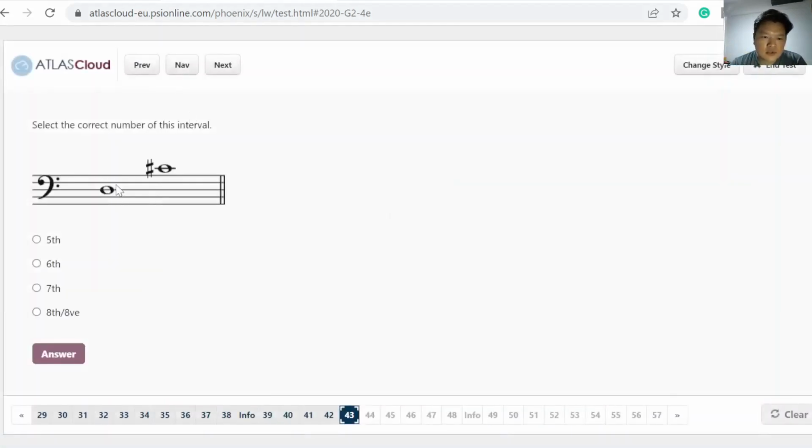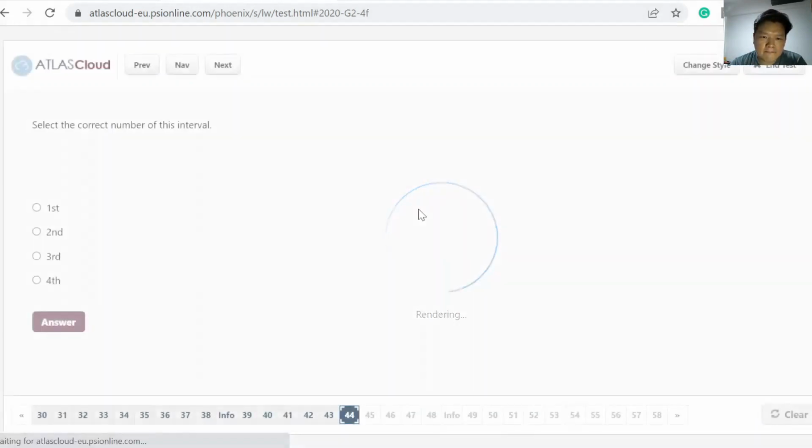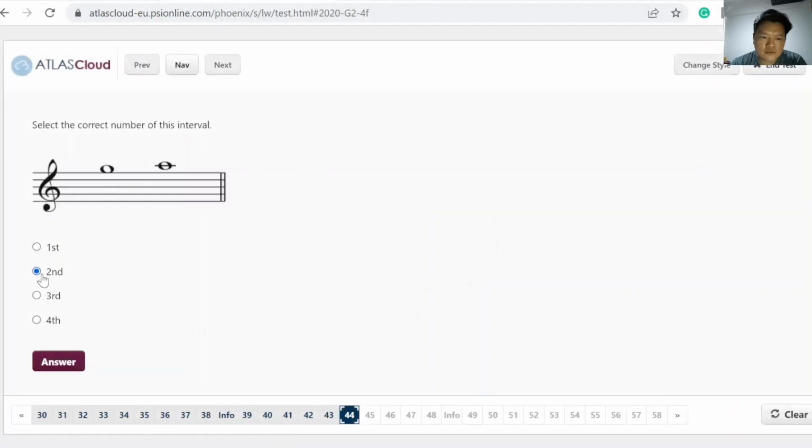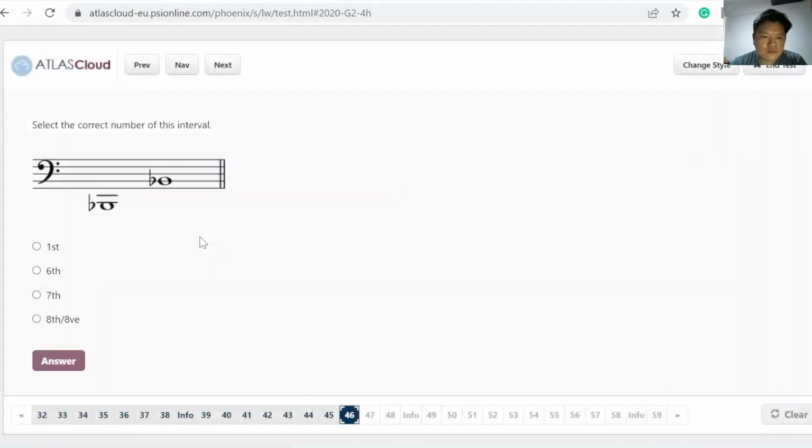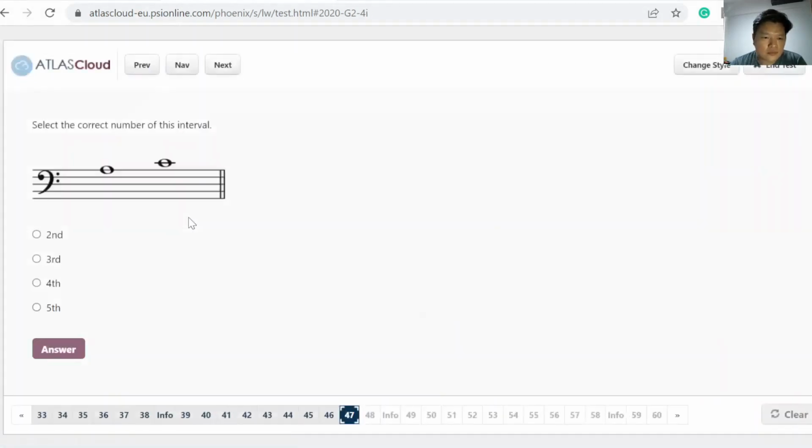Next, 1, 2, 3, 4, 5, 6, 7. Select the correct interval. 1, 2, 3, 4, 5, 6, 7, 8. Right.